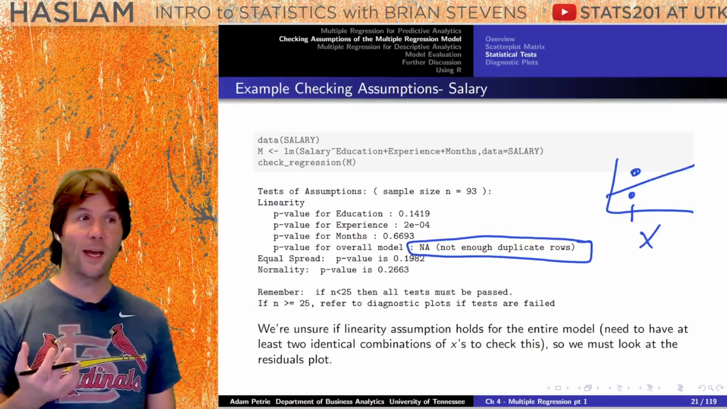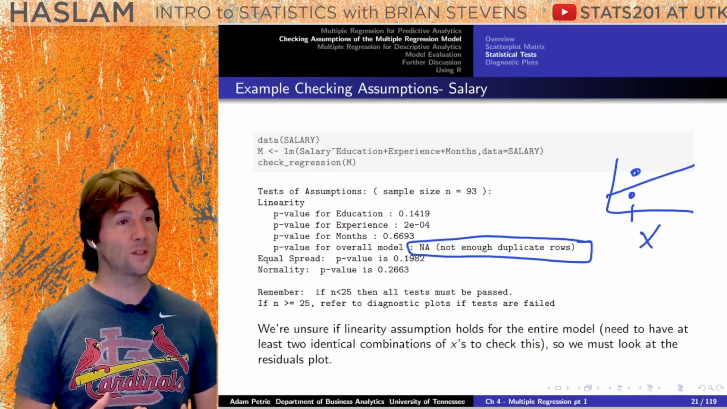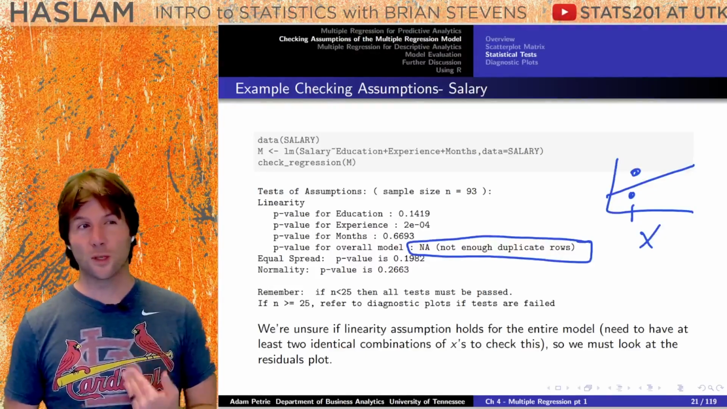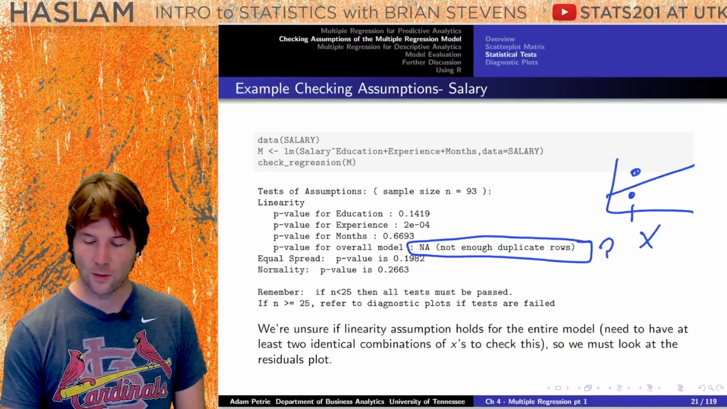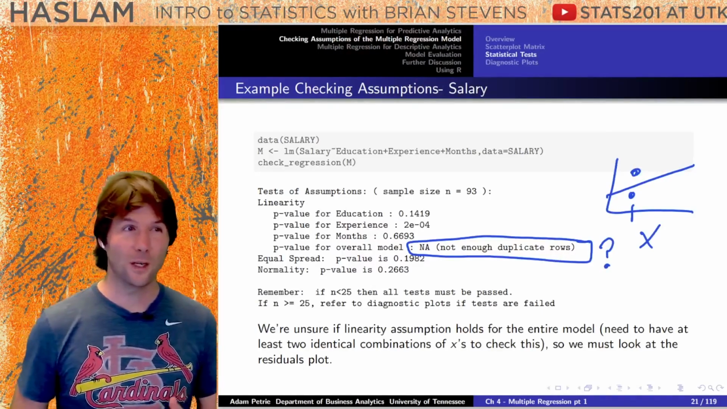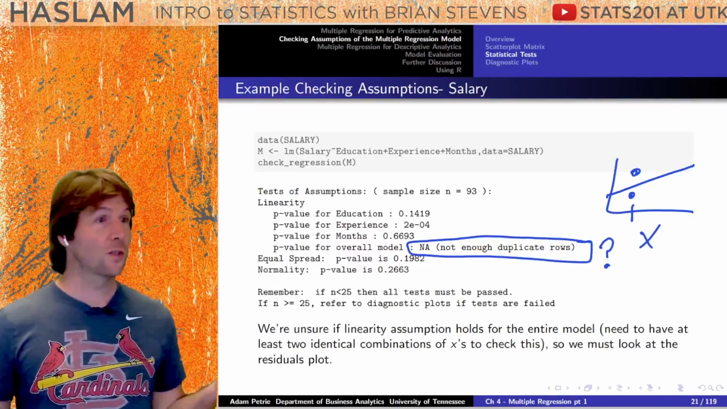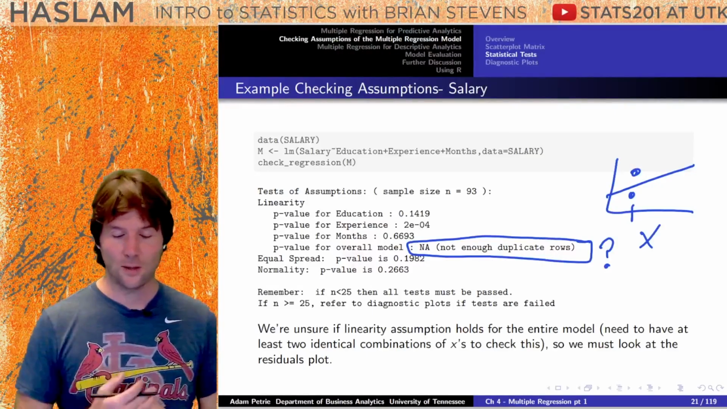Now, this doesn't mean we pass. It doesn't mean we fail. It just means the test couldn't be performed, which means we're going to have to look at the linearity for the overall model. So this is going to be a question mark. We really don't know what's going on right here. We didn't get a p-value to test it. It just couldn't mathematically be calculated.